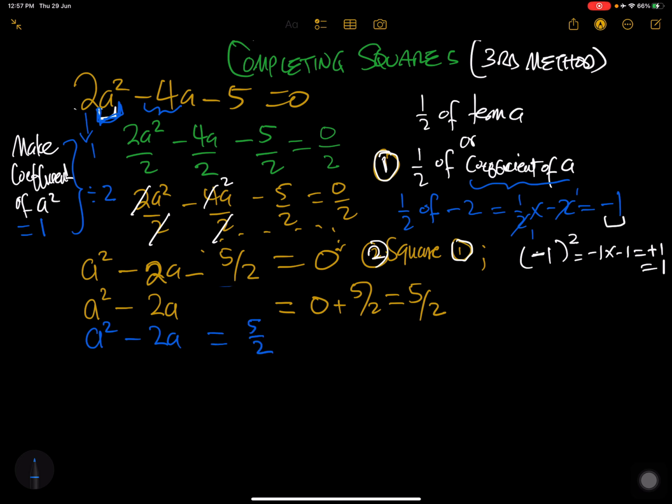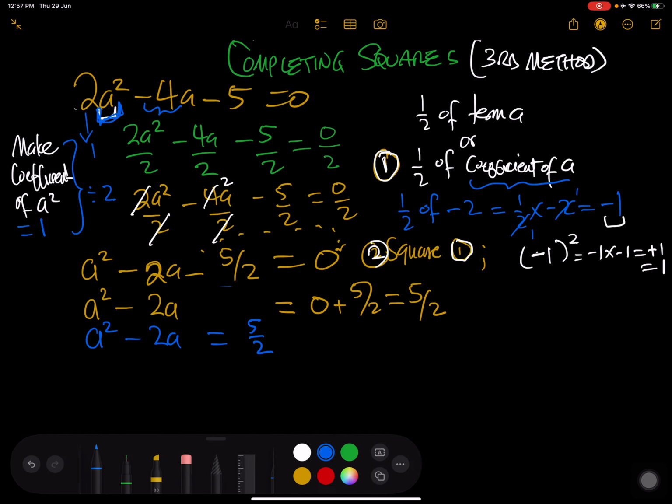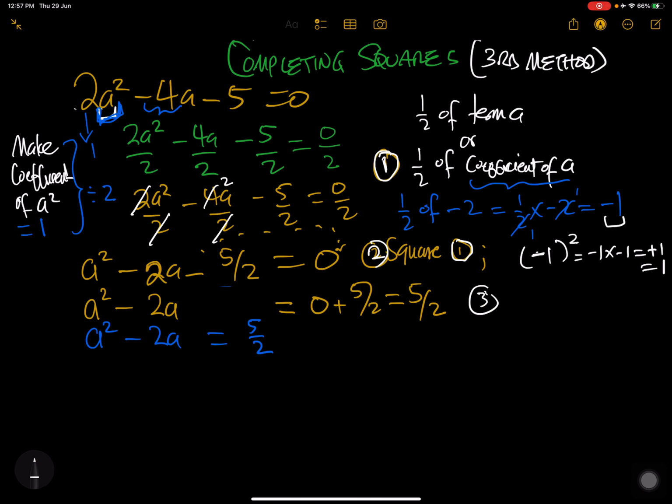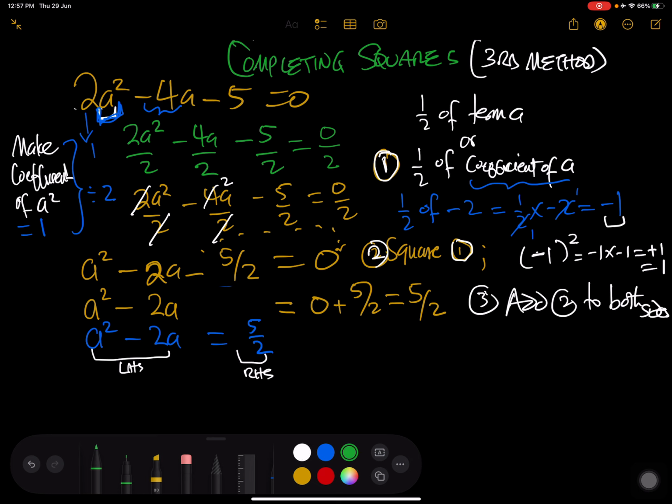Are we okay there? Now that we are set about that, remember, we already took the half and squared it. We're going to add it to both sides. So we're now going to do step 3 here. We are going to add what we got in step 2 to both sides. This side is the left hand side, and this side is the right hand side. So we're going to add what we got in step 2.